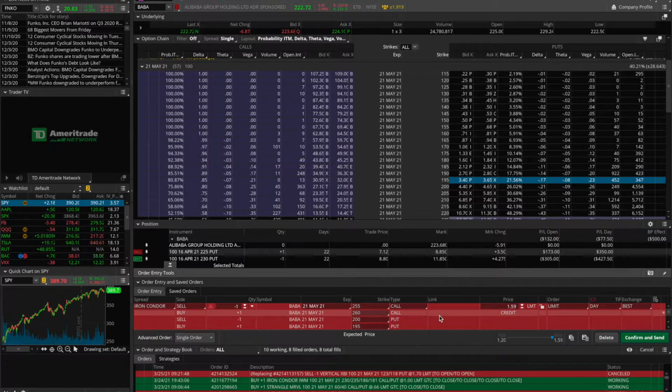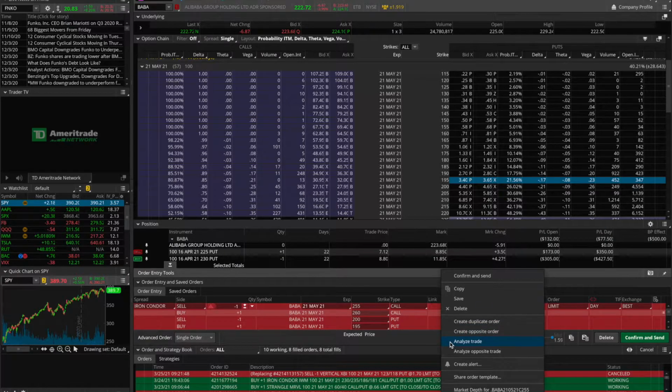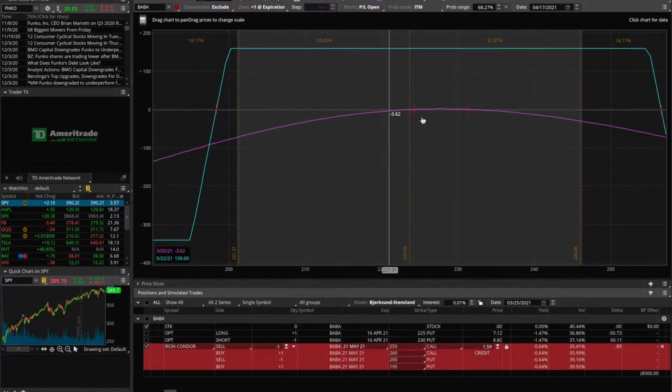And now what I can do is right click on this order and go to Analyze Trade. And that brings me to the Analyze tab here in ThinkOrSwim. And you can see the order duplicated down here. And now if you come over to the right and look at the delta column, this number right here, this 0.89, this is the total combined delta for this iron condor.